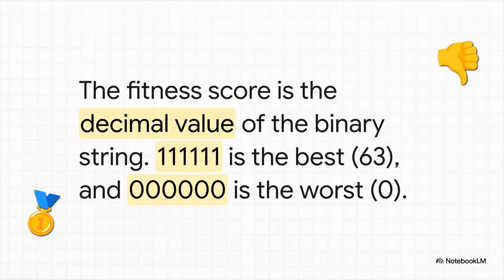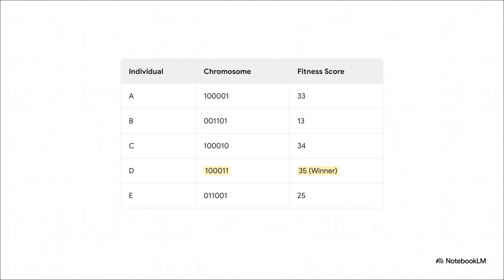For the problem we're working on, this is super simple. The fitness score is just the decimal value of the binary number. So a string of all ones has the best possible score of 63. A string of all zeros gets a big fat 0. The higher the number, the fitter the solution. Easy. Next up is selection.